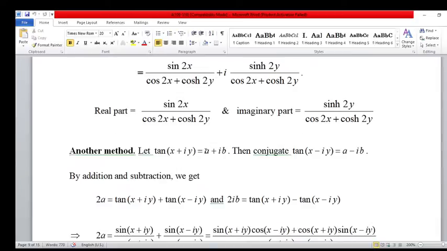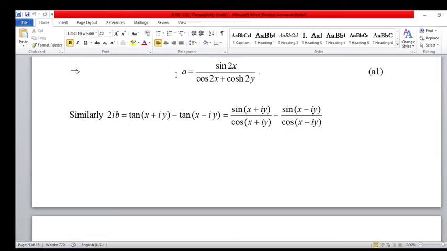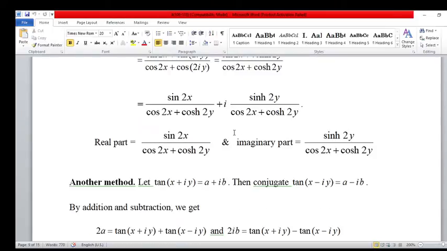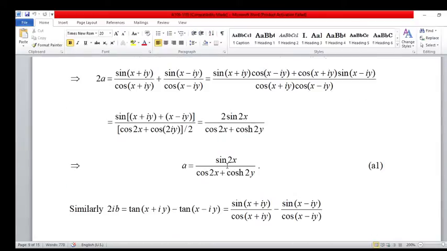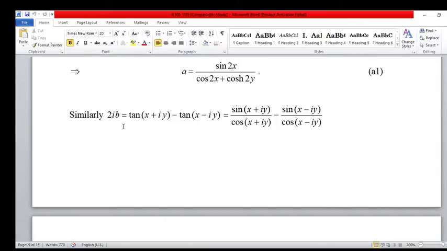Look here, this is the real part and b is the imaginary part. So our real part is a = sin 2x upon cos 2x plus cosh 2y. This type. This is sin 2x upon cos 2x plus cosh 2y. This is the real part. And now subtracting for the imaginary part.